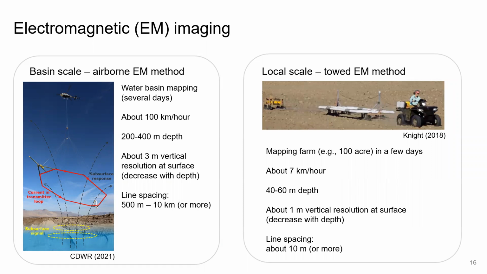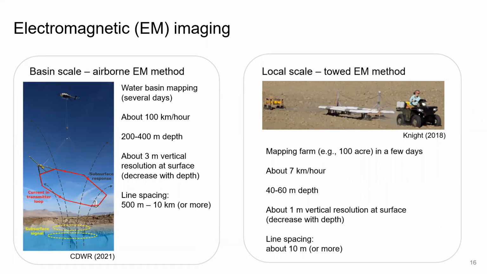So what we call the TDEM method is relevant for mapping farm areas, like about 100-acre size of area. We could map that out in a few days. It's about 7 kilometers per hour speed, and you can see about 40 to 60 meter depth. And it has about 1 meter vertical resolution at the surface. And again, it decreases with depth, and line spacing is about 10 meters. So we're getting much higher lateral and vertical resolution at the near surface.